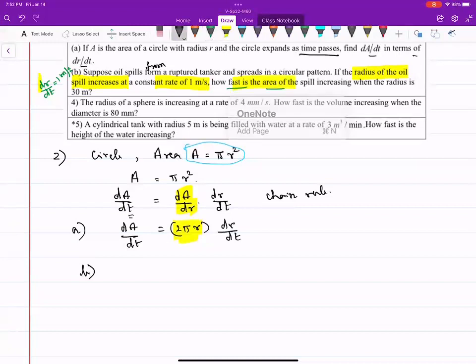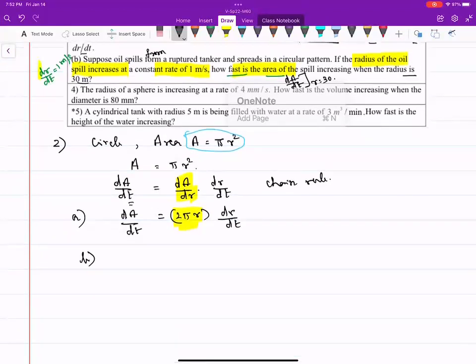What it's asking is what is dA by dt increasing when the radius is 30 meters. So everything is in meters. So 30 meters, this is the specific. So we are calculating the derivative only when r equal to 30. The area keeps on changing, but we want the rate of change taken when the radius becomes 30. So this is the last part, substituting the specific.